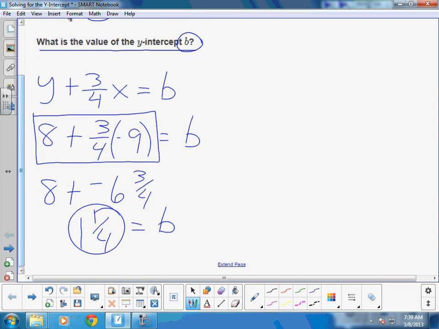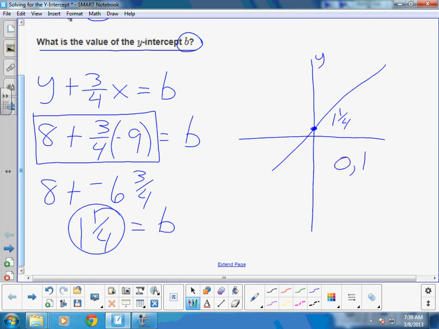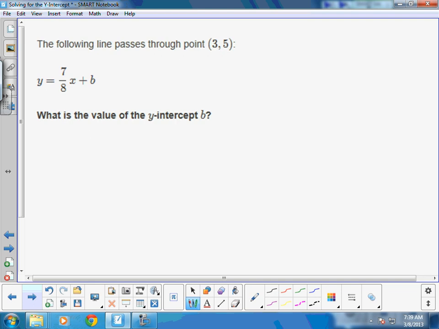What is the y-intercept? The y-intercept is where the line is going to cross the y-axis. That would be 1 1/4 right there. So the ordered pair of that, not that you need to know that part yet, is 1 1/4. That would be this point right there. All right, let's do another one. We'll pull it all together later.